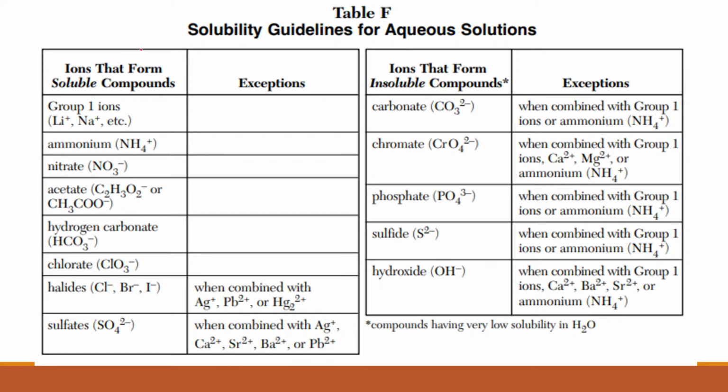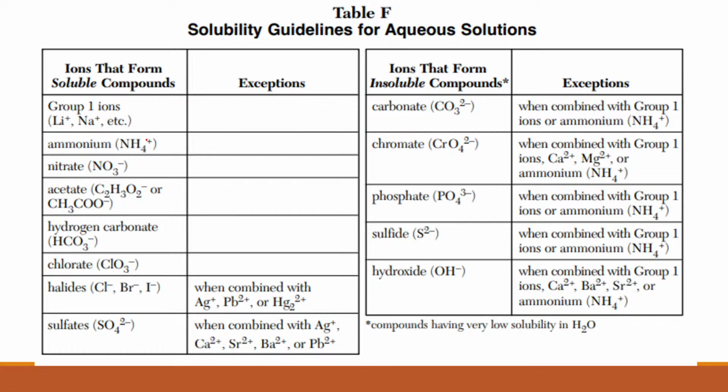This is Table F taken directly from our reference table, blown up to take up the whole screen. It has two clumps. It's got these two columns here, then a little separation, then these two columns here. The first column identifies ions that normally dissolve in water. These things are almost always soluble. And it pairs them with their exceptions, things that make them not follow the normal and not dissolve in water.